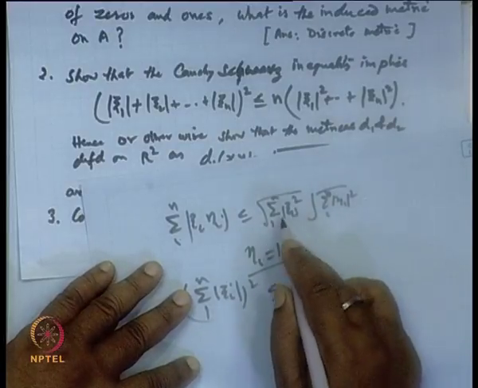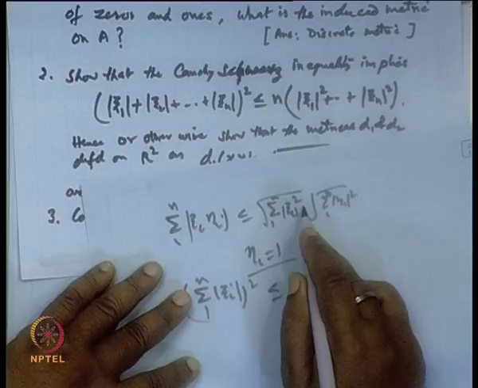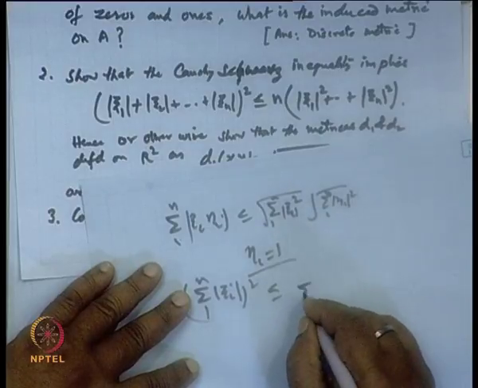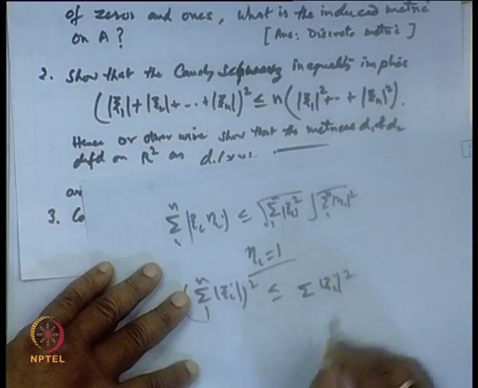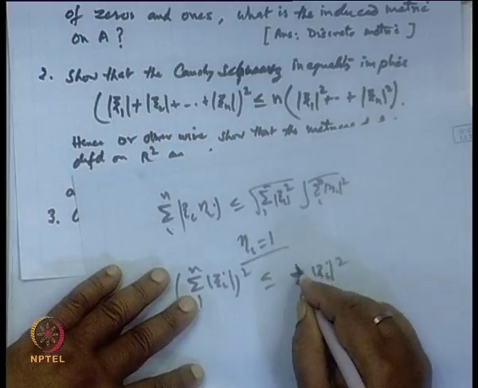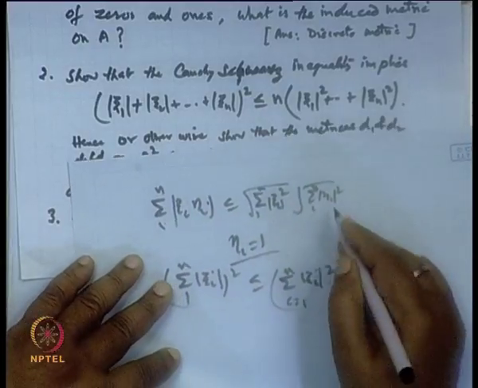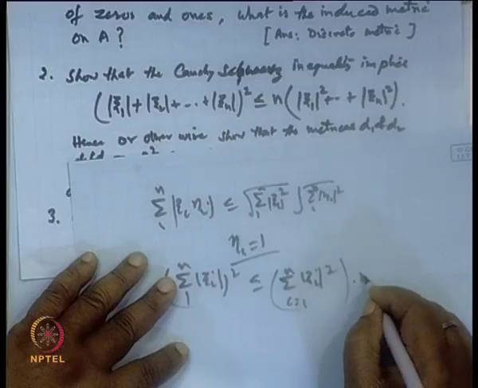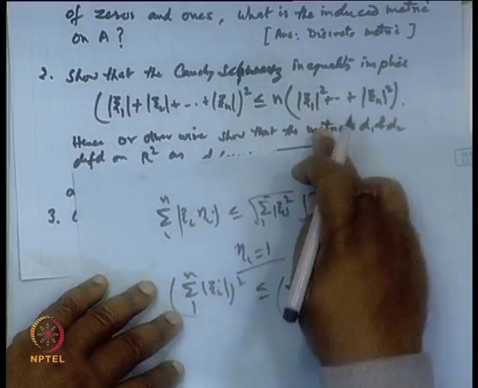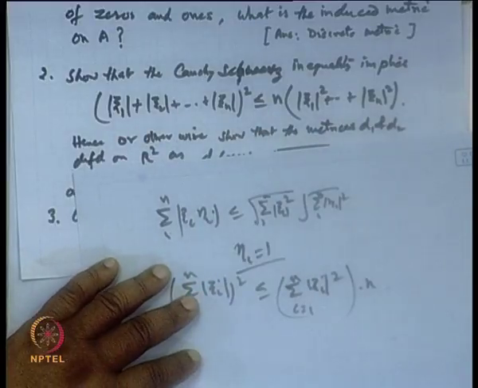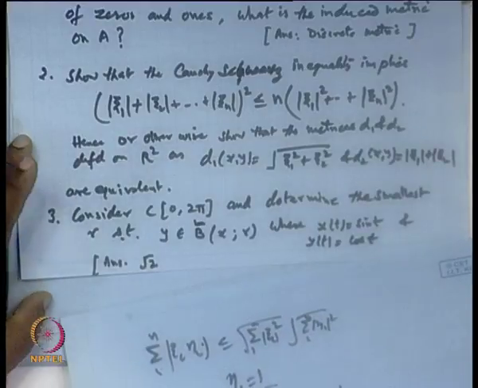This is sigma xi square, i is 1 to n, and what is this? Each one is 1. So, is it not n? So, you are getting this. Okay. Clear? So, we are getting this.